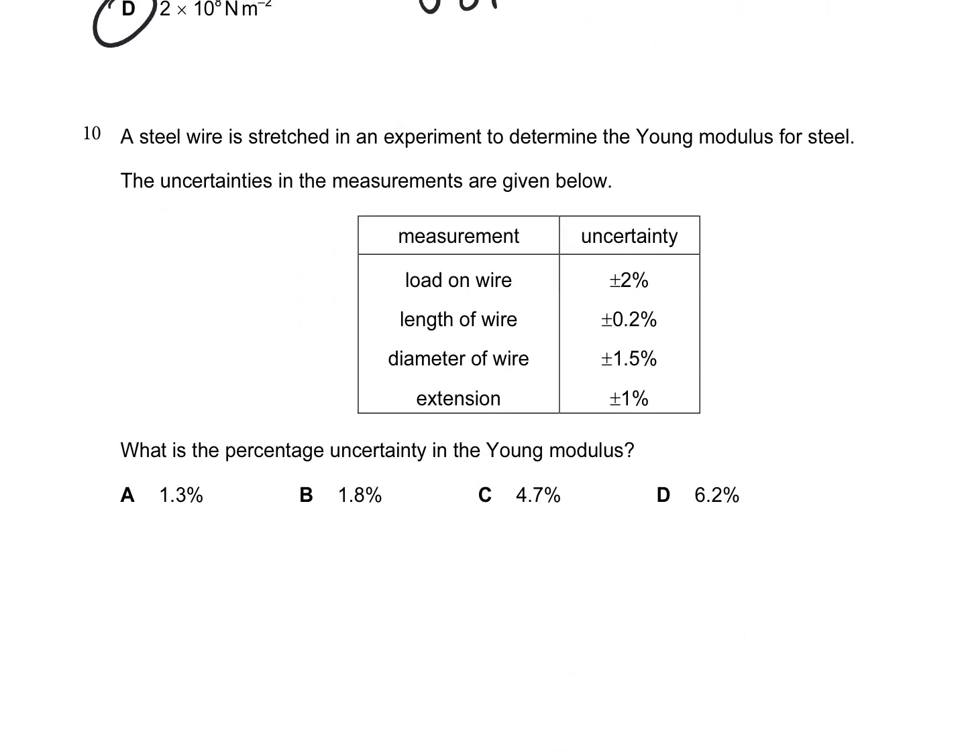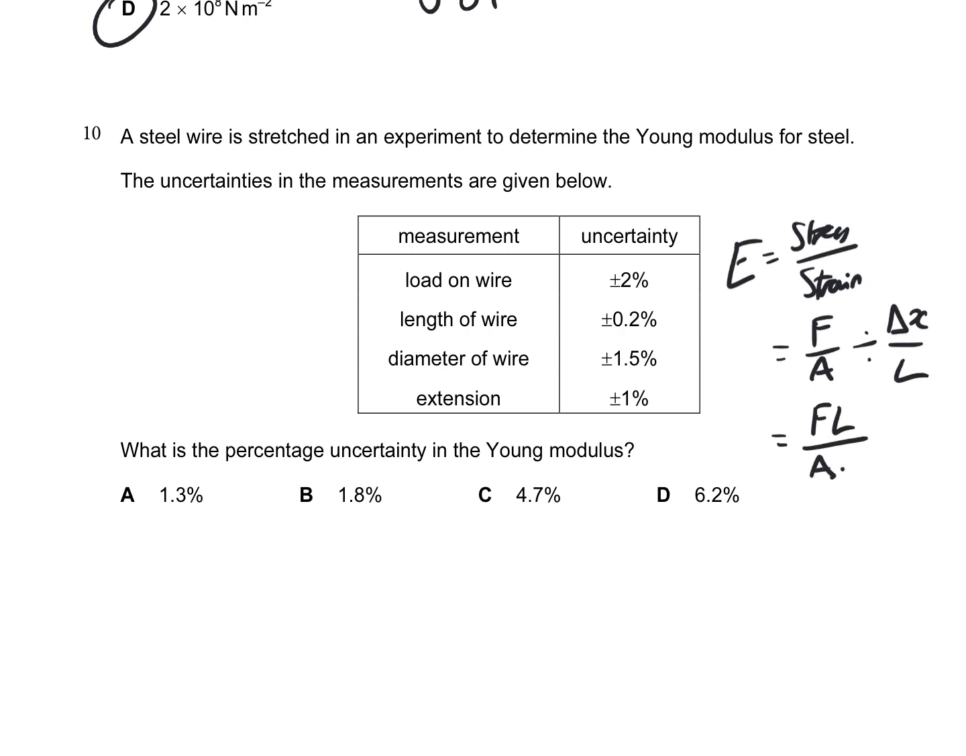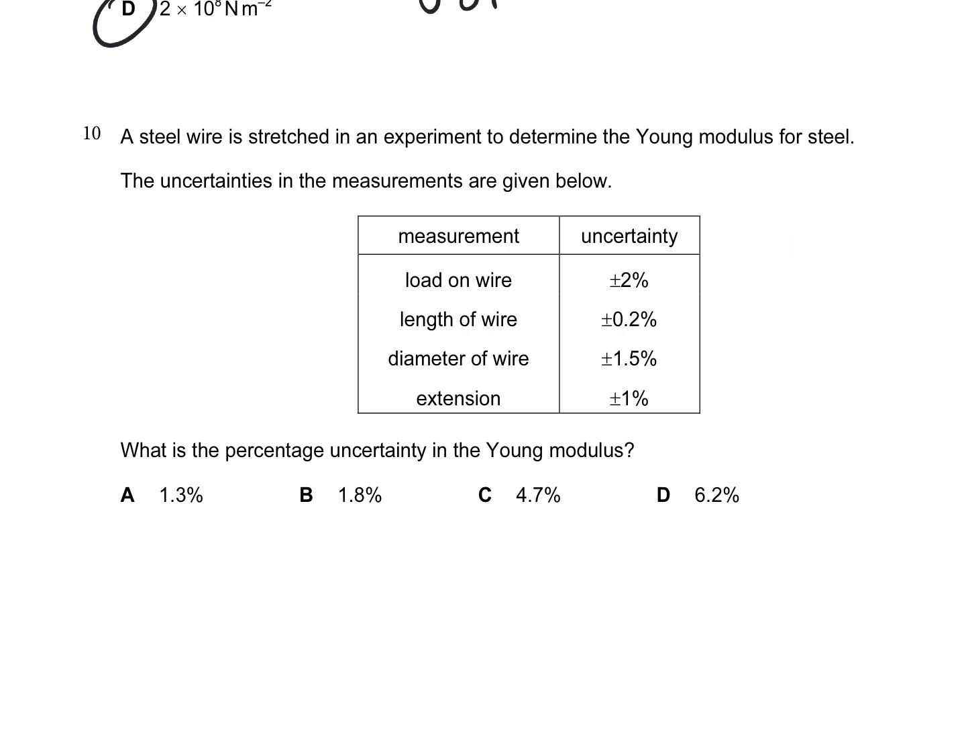This question here goes back to the first topic you will have done around uncertainties. So remember, Young's modulus is stress over strain. Now stress is force over area, divided by strain, which is the extension over the length. So if we write that neatly, we get FL over A delta X, or X, which is extension.